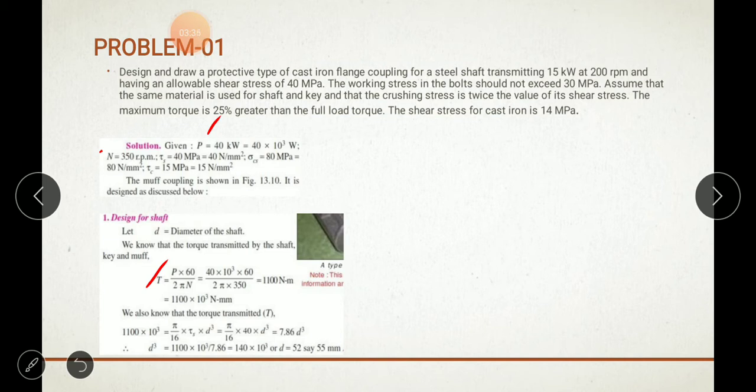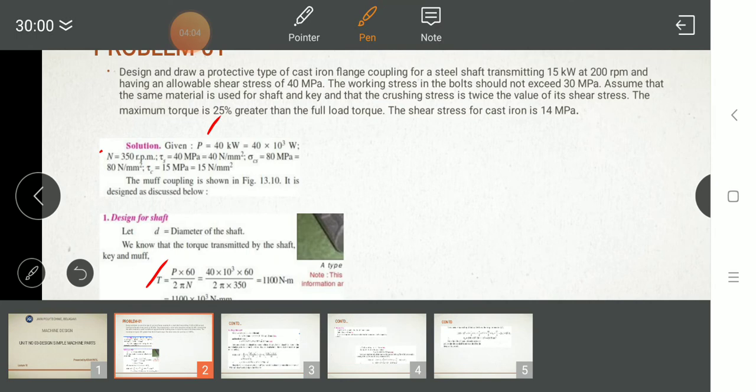Let's move to finding the torque transmitted. T equal to pi by 16 into d cube into tau. From this you have to calculate the diameter of the shaft. When you find it out, you will get a value of 52. We have to take the standard diameter of the shaft, which happens to be 55 mm. Let us move to the next.